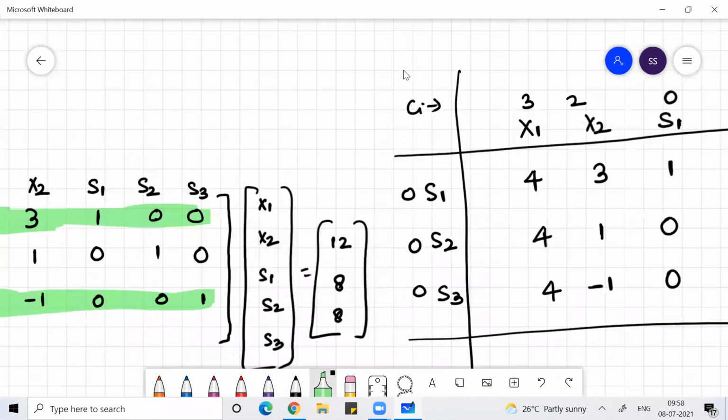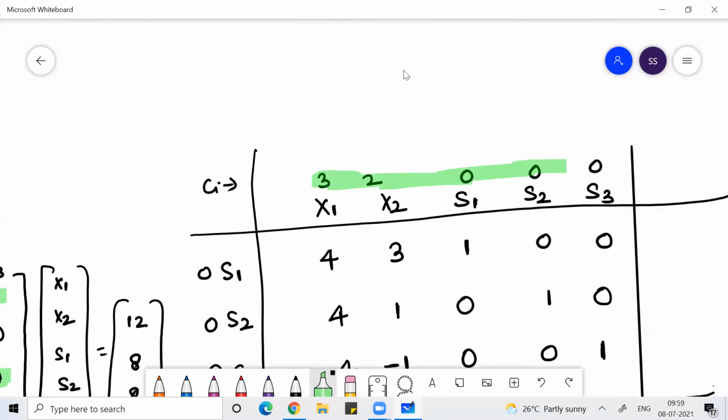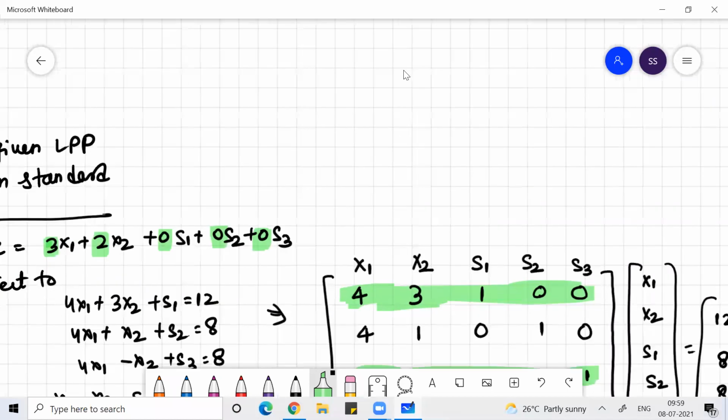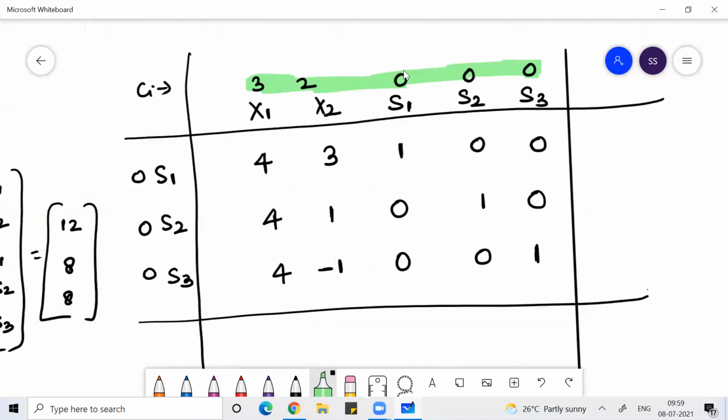Clear, everyone? The CI values which you get, you can see here. Those are basically the coefficients of the objective function. You can see them. Okay.